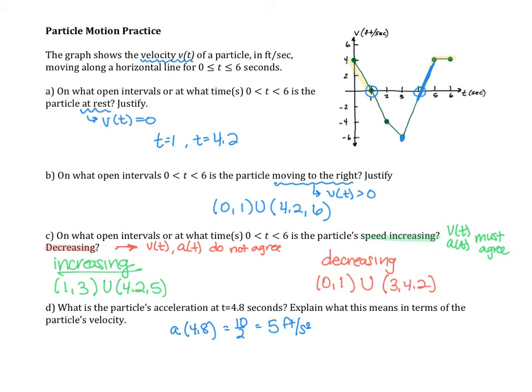So what does it mean in terms of the particle's velocity? Well, at that moment, at 4.8, the particle's velocity is positive, so it's moving in the right direction, and the speed is increasing at that point, is what we found. So, how'd you do? All right, let's move on to the product and quotient rule.